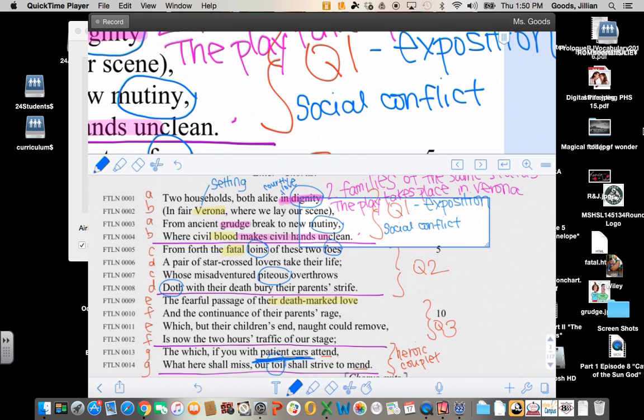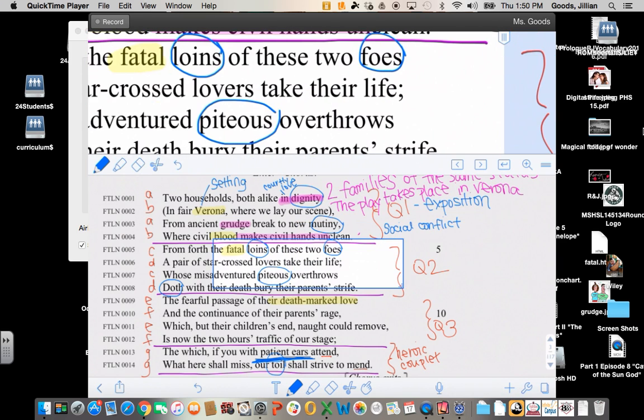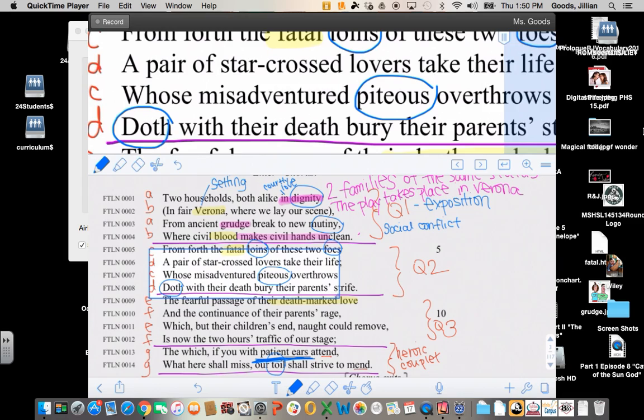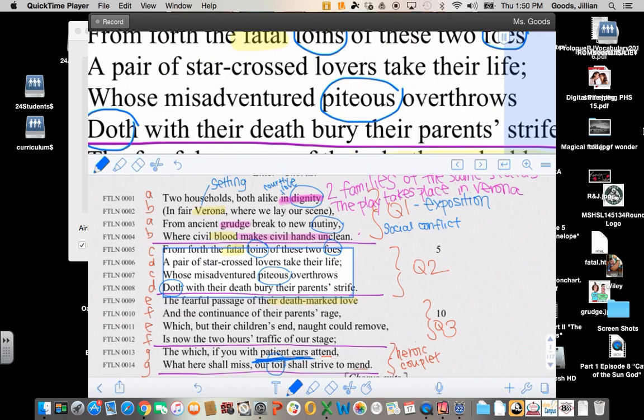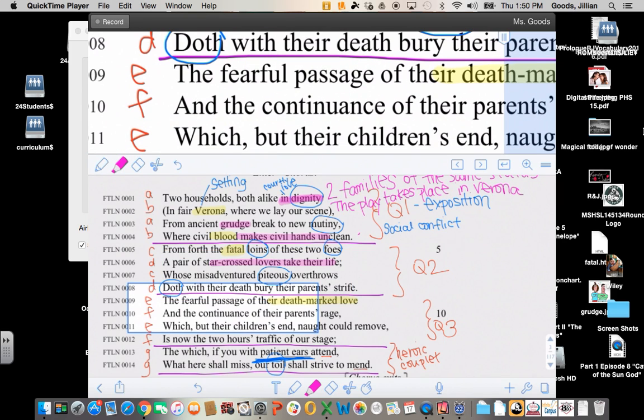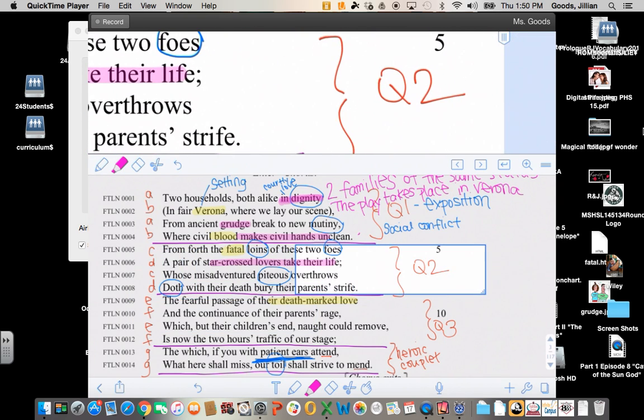All right, next, there's some more examples down here of courtly love. So we look at the star-crossed lovers. This is kind of two in one. So I'm going to highlight star-crossed lovers take their life. The fact that they're star-crossed lovers has a lot to do with fate. And the reason being is that it's referencing astrological, I don't know if that's the right word, like astrology signs, like the stars, and that means that they don't have control over what is going to happen.